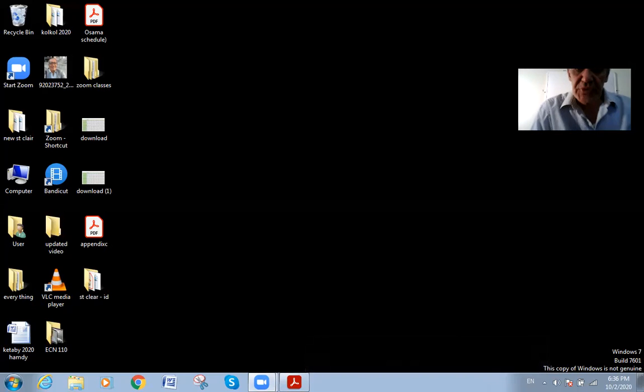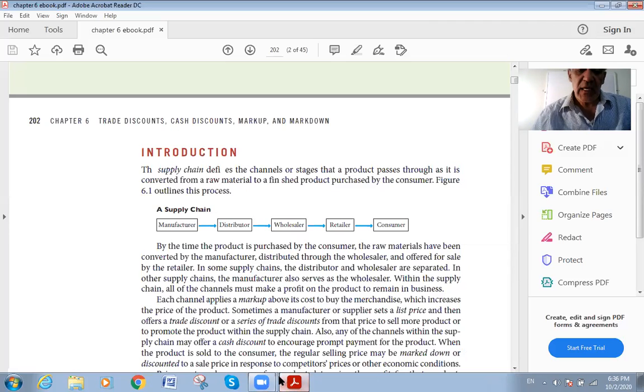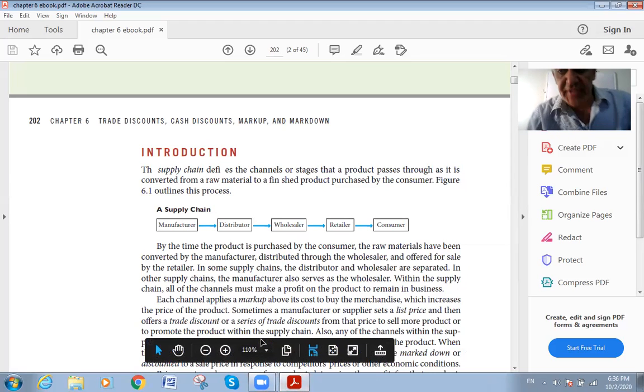A new chapter which we will find in a lot of things that will help us in commercial applications. Like we will talk about the trade discount and the cash discount, and something called markup and something called markdown, and we will know the difference between all of them.